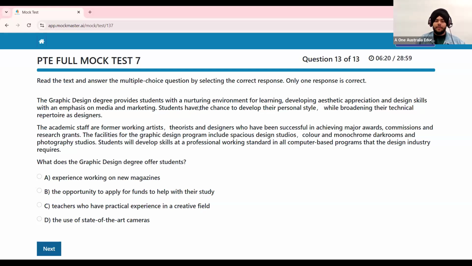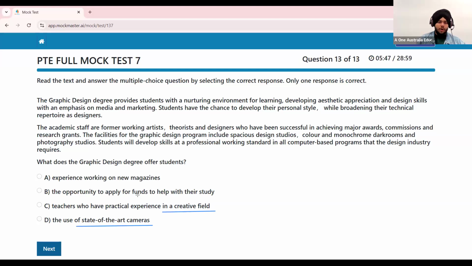Here it says, with a nurturing environment for learning, developing aesthetic appreciation and design skills, with an emphasis on media and marketing. Students have the chance to develop their personal style while broadening their technical repertoire. Experience working on new magazines, I don't think I have read it here. State-of-the-art cameras, let's look for where they are talking about cameras. Okay, here, state-of-the-art cameras.